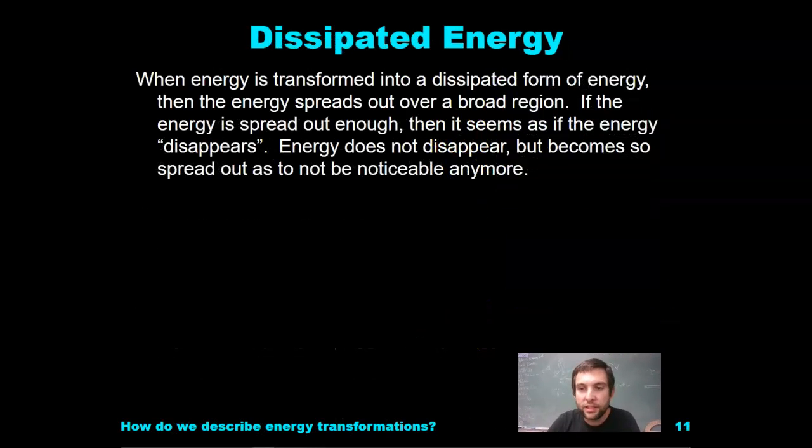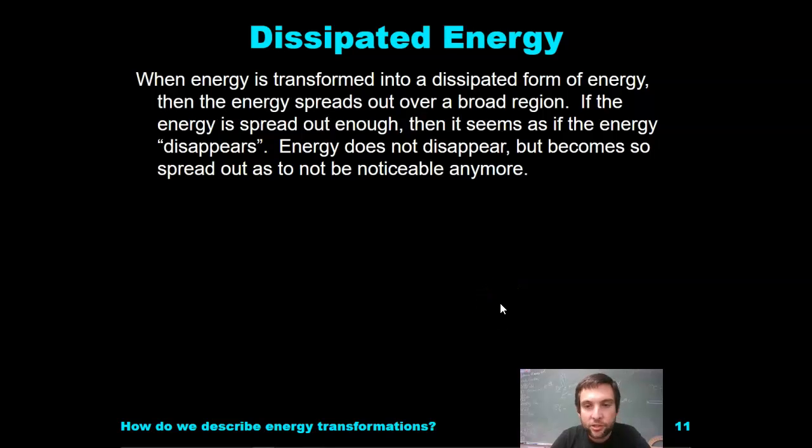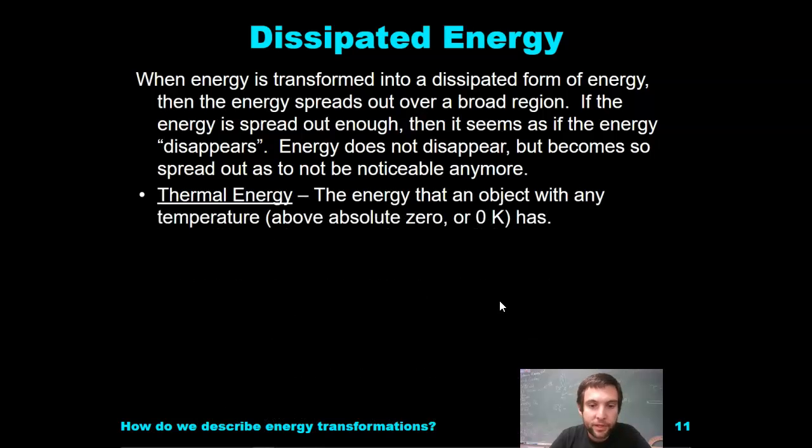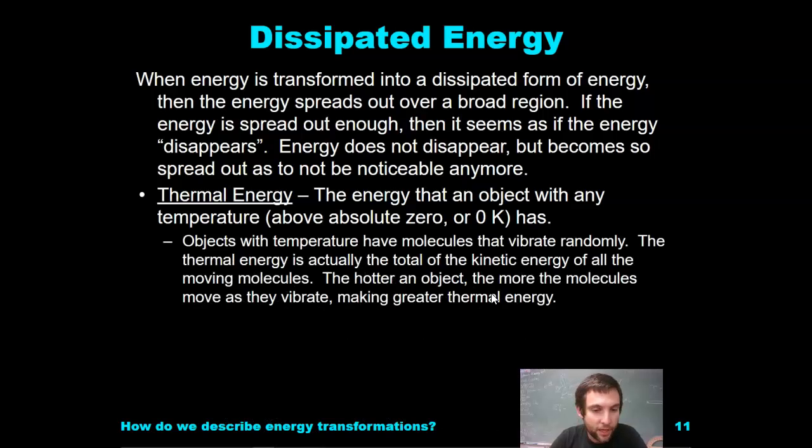When energy is transformed into a dissipated form of energy, then the energy spreads out over a broad region. If the energy is spread out enough, then it seems like the energy disappears. Energy can't disappear, but instead it's so spread out it's not noticeable enough. Thermal energy is a type of this dissipated energy. It's the energy that an object with any temperature has, as long as the temperature is above absolute zero, or 0 Kelvin. Objects with temperature have molecules that vibrate randomly. Thermal energy is actually the total of the kinetic energy of all of the moving molecules. The hotter an object, the more the molecules move as they vibrate.